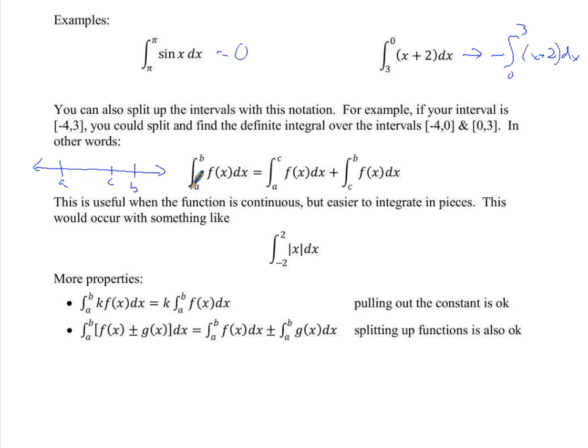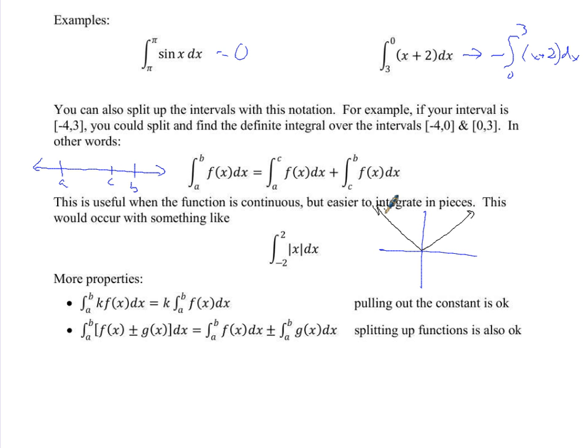And that's exactly what I'm showing here. The integral from A to B of my function dx equals the integral from A to C of my function dx plus the integral from C to B of my function dx. That is really helpful to use when you're working with a function that is continuous, but it's going to be easier to work with if you break it into a couple of different pieces, like an absolute value function. So with this example right here, I thought I had a graph on here, but I guess I don't. So the absolute value of x is graphed by making a V.